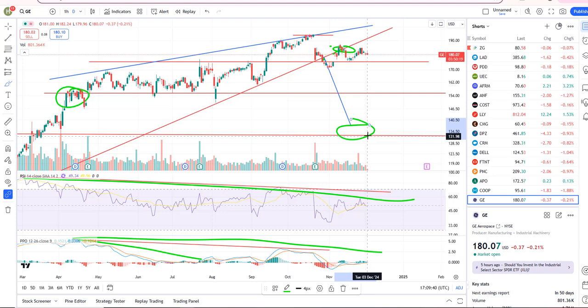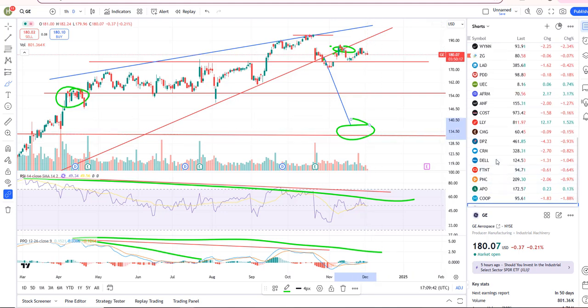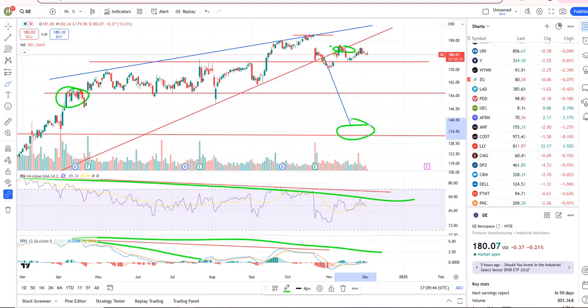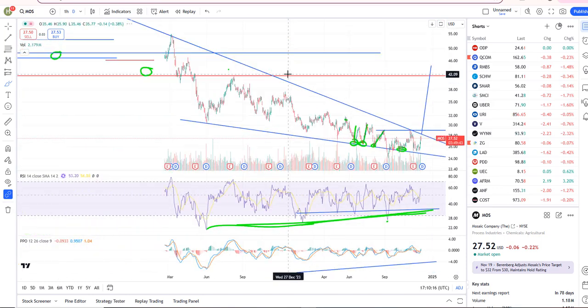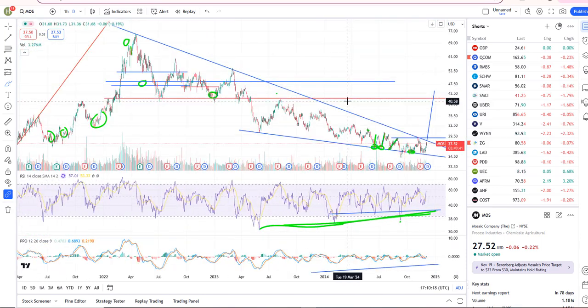I like it down there. Still looks good. Let me find some other long trades. MOS, again, still looks like a good long-term long to me. These are the stocks that I want to go long on. MOS.